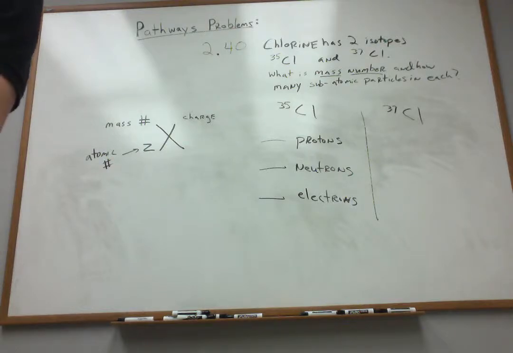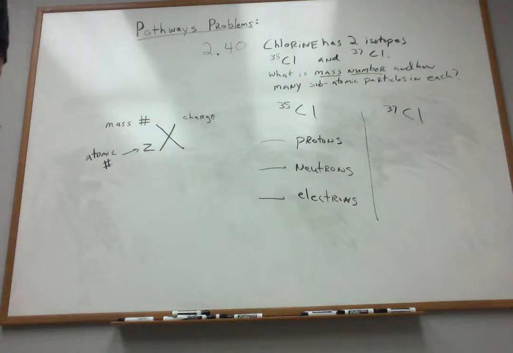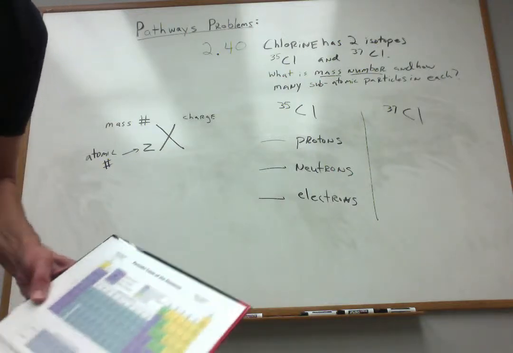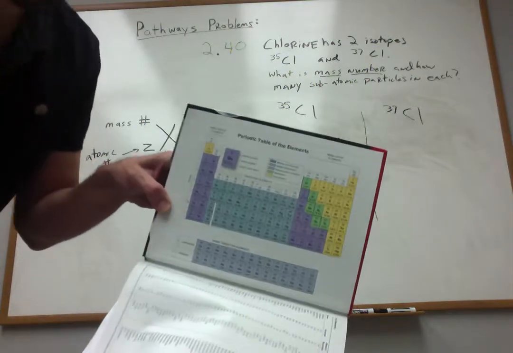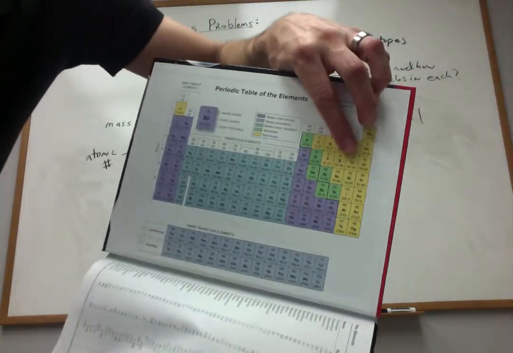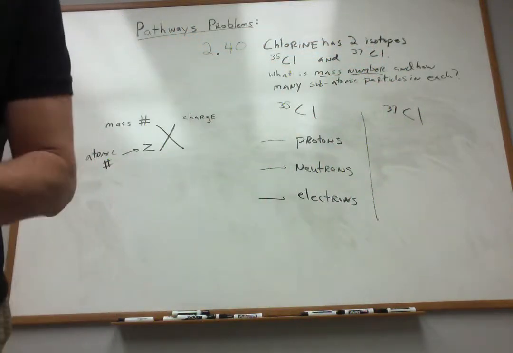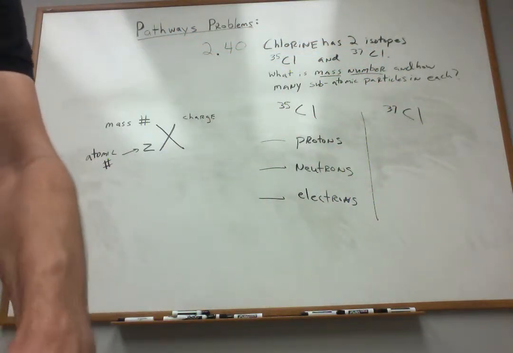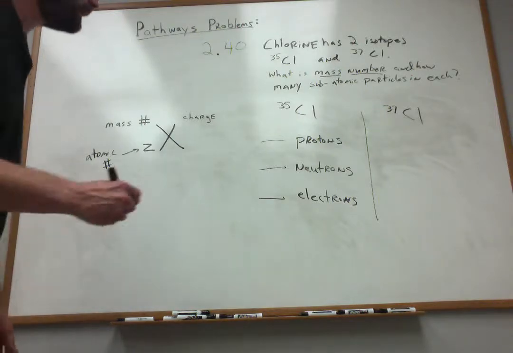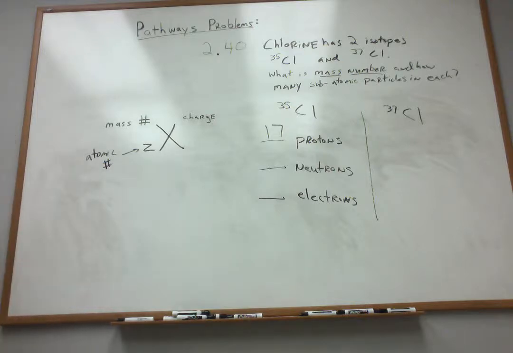Now, if I go to my periodic table of the elements, and I look up the box for chlorine, which is, you may not be able to see this, but it's right over here, okay? Chlorine's atomic number is 17. This means that every single atom of chlorine that has ever existed has 17 protons in the nucleus.